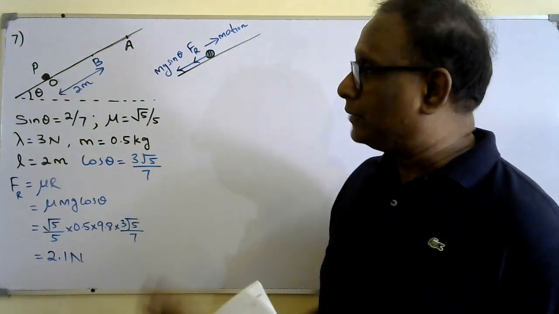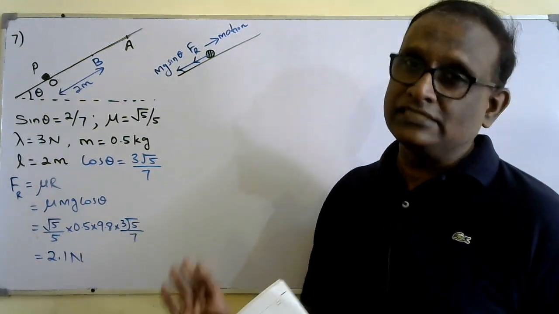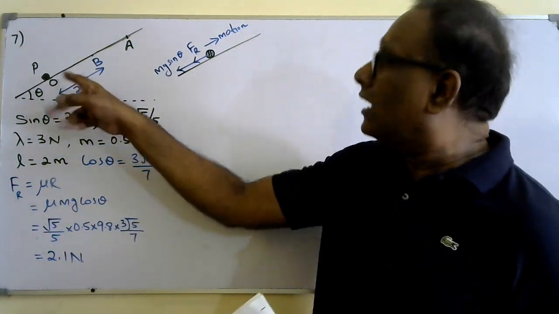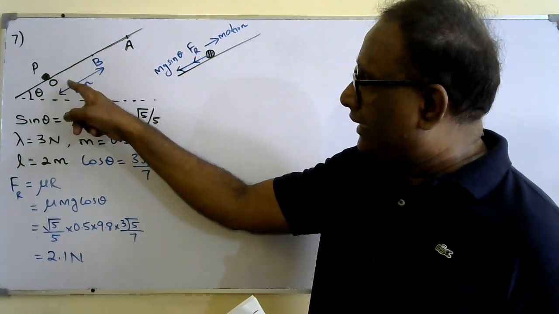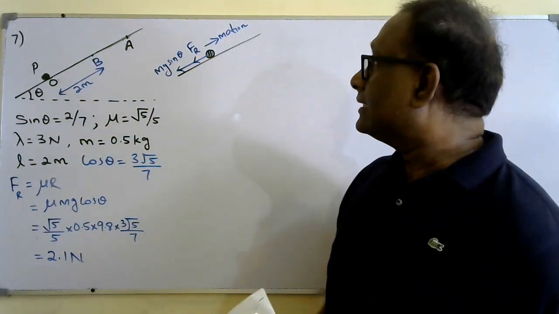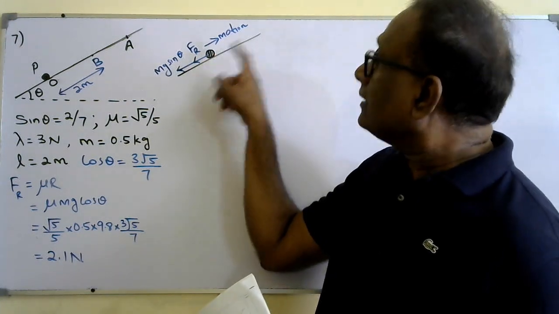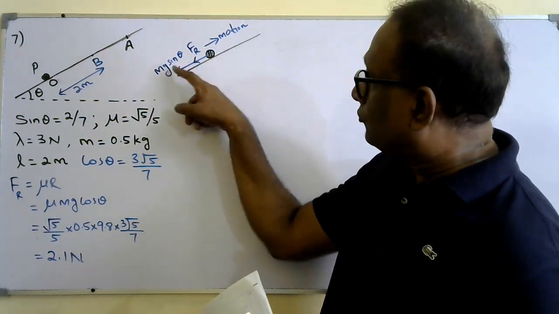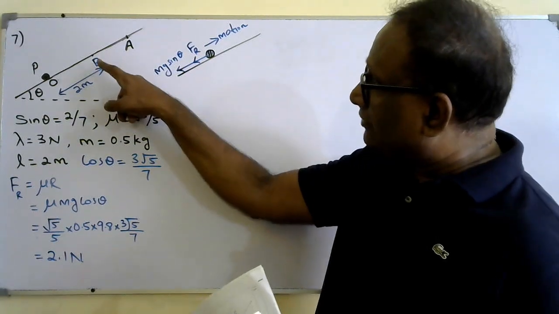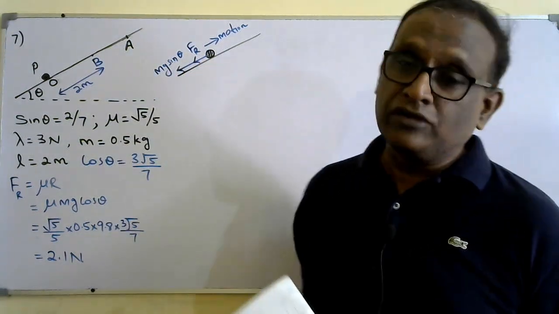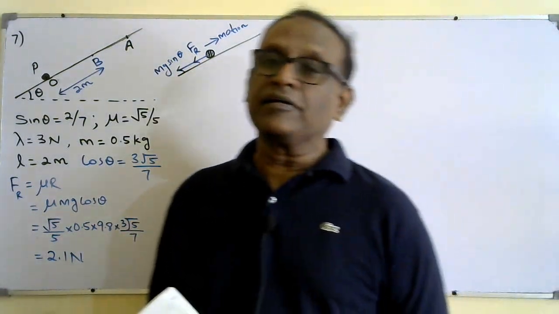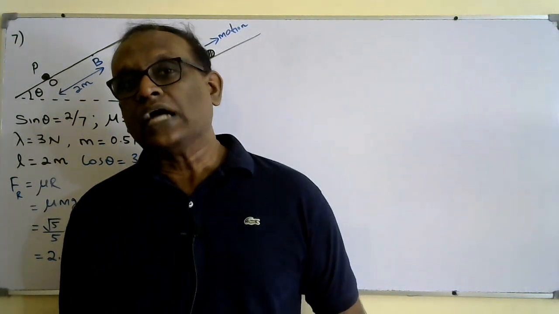That also can happen, but here they ask to find the extension, which means we are sure that it's moving beyond the point B and the string is getting extended. Until B, the tension won't be there. Beyond B, there will be another force. These two forces will remain even after B, but additionally there will be one more force, that is tension. Okay, so this question could be answered.